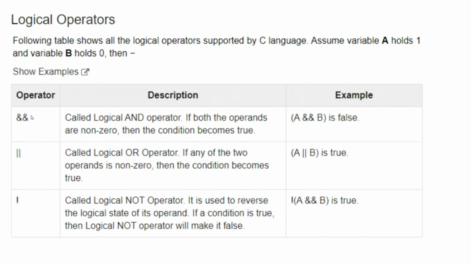And is true if both A and B are true. So if A is true and B is true, then this statement is true. If either of these is false, or both of them are false, then this entire statement evaluates to false. Or, on the other hand, if A is true or B is true, then the entire statement is true. Or if they're both true, the entire statement is true. But if neither of them are true, then the statement is false. This is the normal logical usage of these.